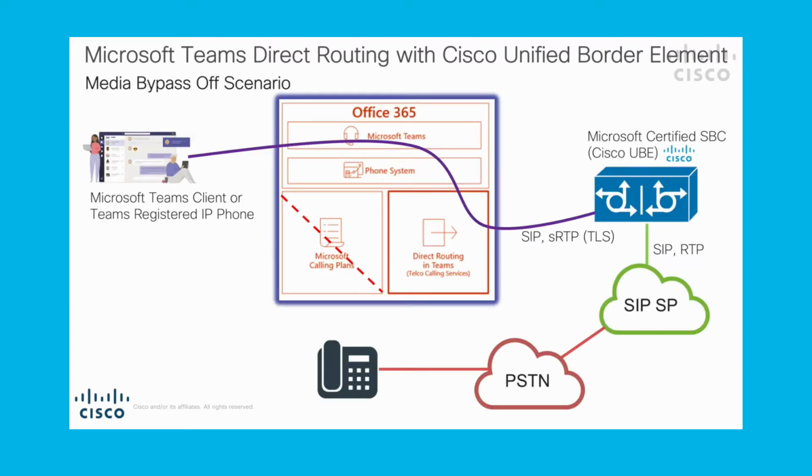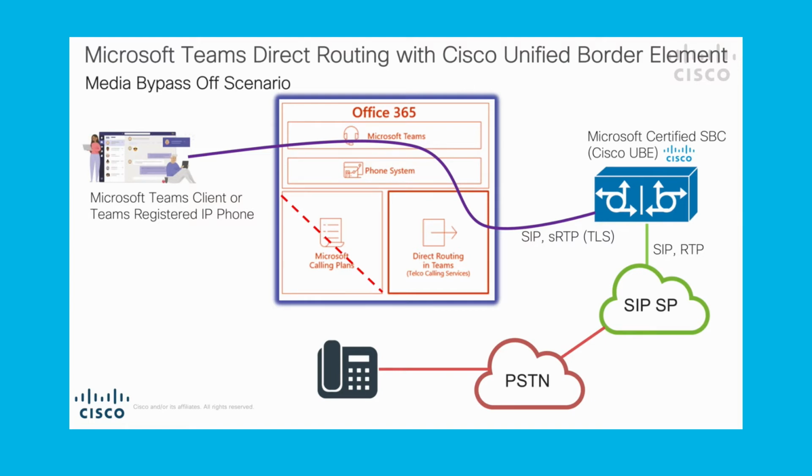The diagram you can see shows a direct routing configuration with media bypass off. We have the CUBE on the right connected to the PSTN, and we have the Microsoft 365 environment in the middle, and then we have our Teams client on the left. Mutual TLS authentication is used to secure all communications from the CUBE to Microsoft Teams. SSL certificates specifically for the FQDN of your CUBE will need to be installed, in addition to a Microsoft CA root certificate.